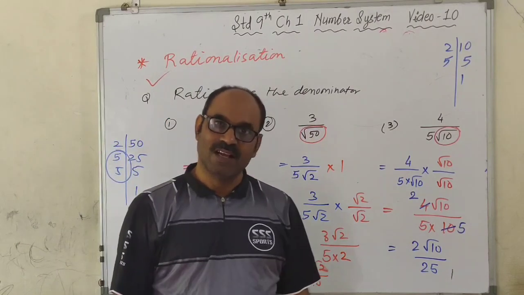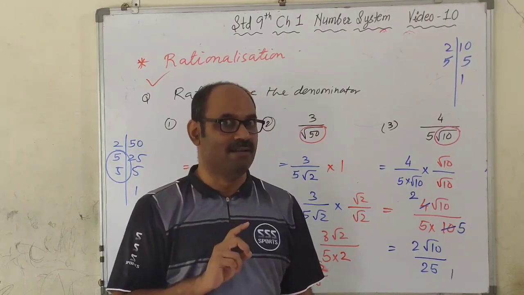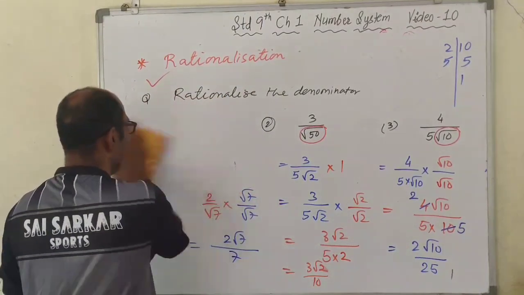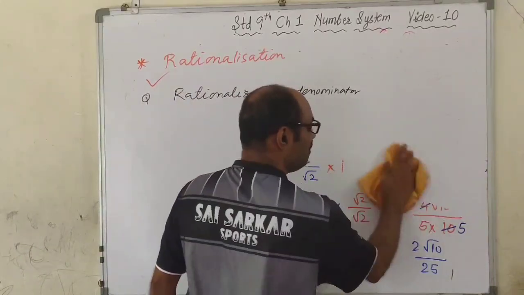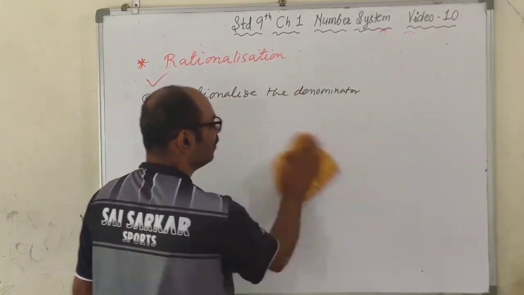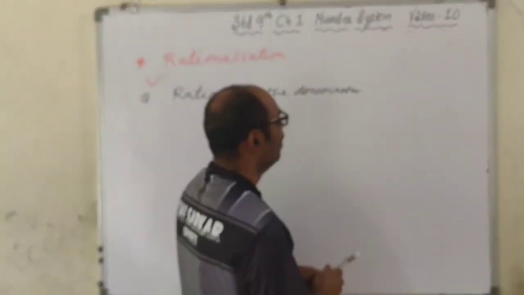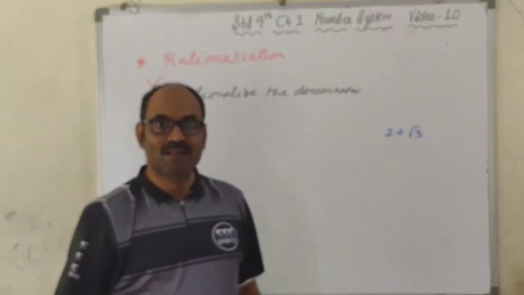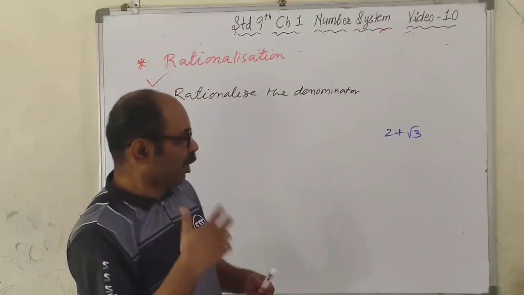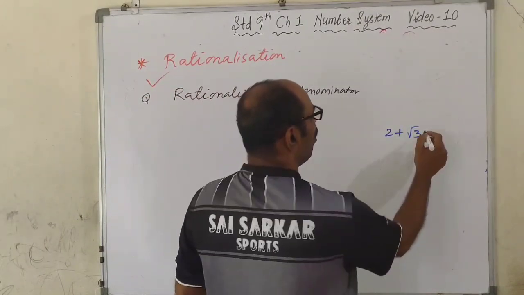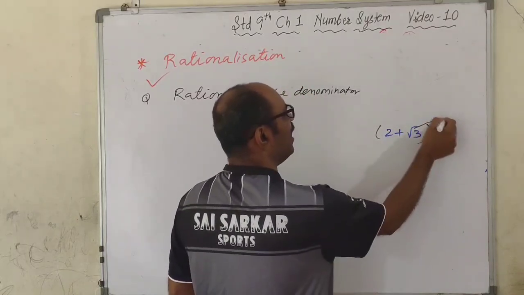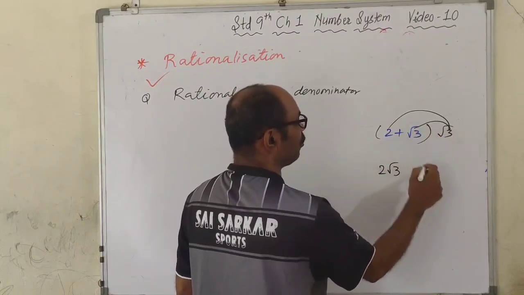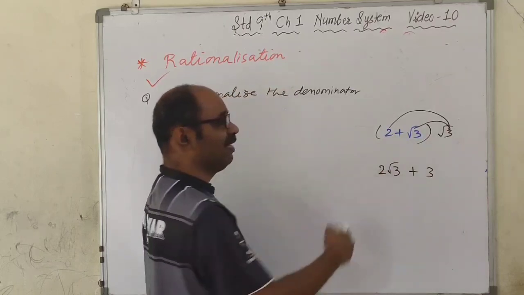So we saw three sums where the denominator was a monomial. Now the denominator is a binomial. So what should be done? Let's see. Suppose 2 plus root 3. This is a binomial. How to get rid of root 3? You will say, sir, multiply and divide by root 3. So root 3 will be distributed. Root 3 into 2 is 2 root 3. Root 3 into root 3 is 3. So when we expand it, we get this.